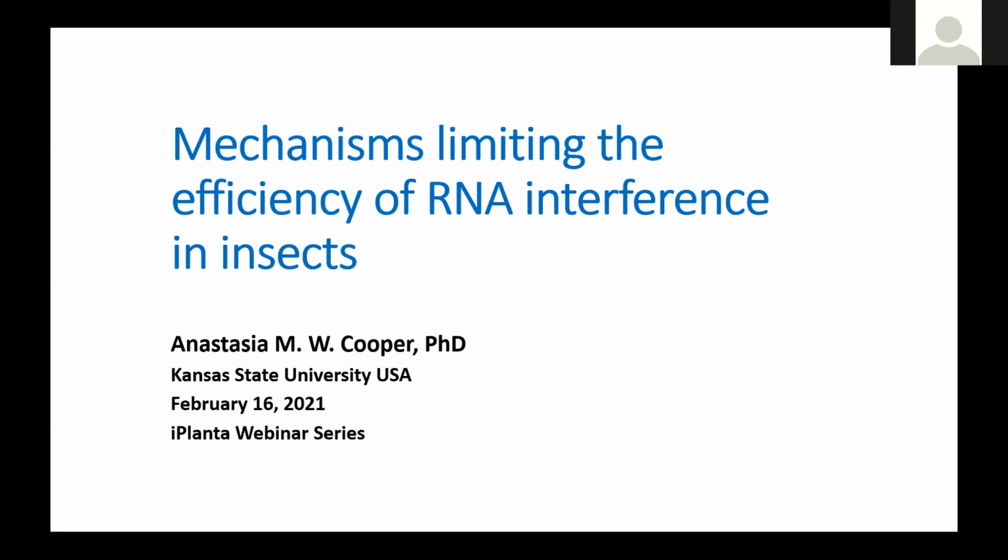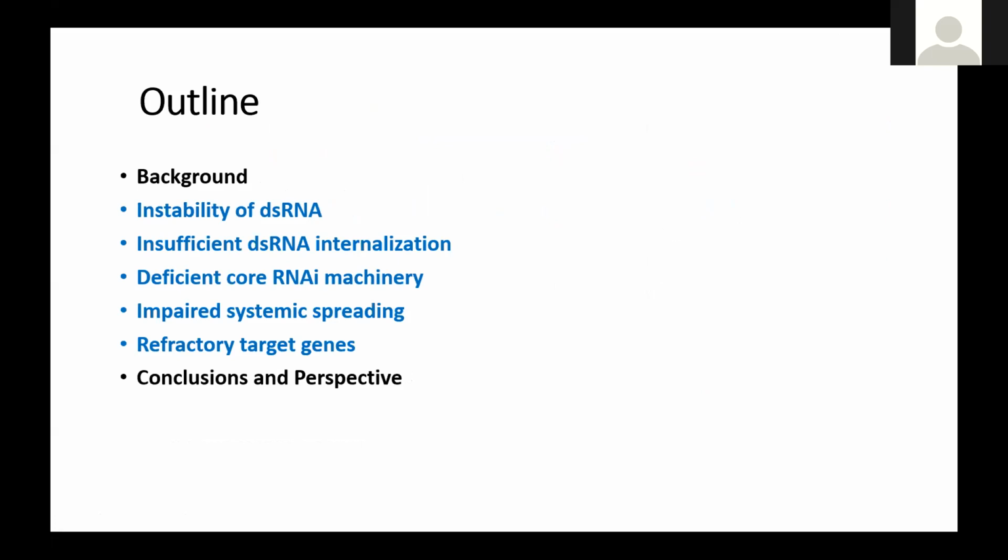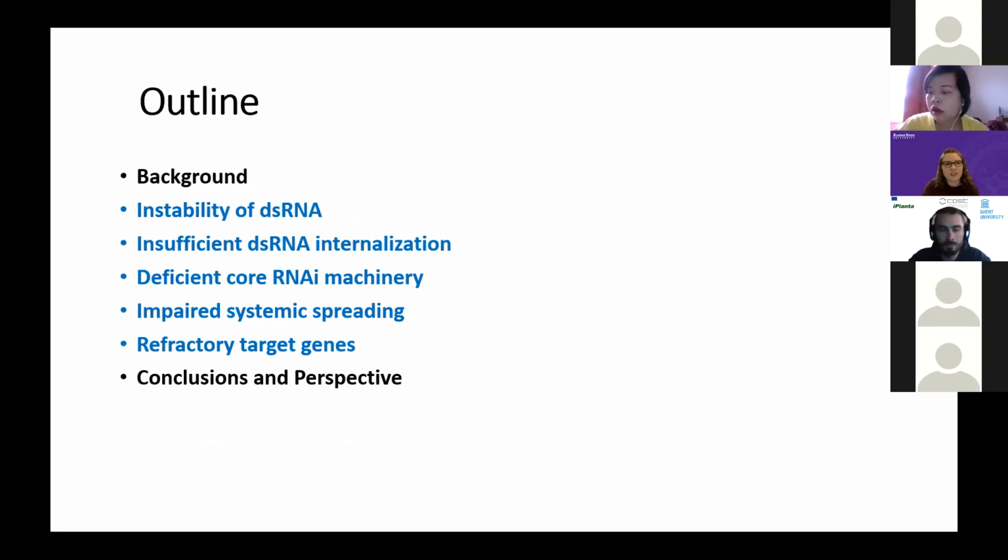Well, thank you for the introduction. And today I'm going to be talking about mechanisms that are limiting the efficiency of RNA interference in insects. So for my talk today, I'm going to give you a brief background on the history of RNAi and its uses in insects. Then I'm going to talk in detail about the 5 mechanisms that are limiting RNAi efficiency in insects. And then I will close with a brief conclusion and perspective.